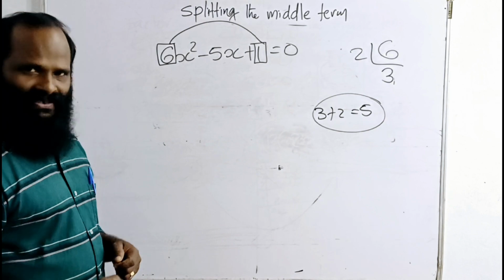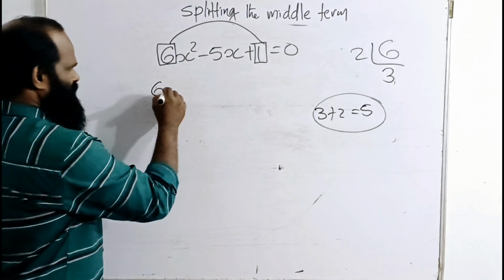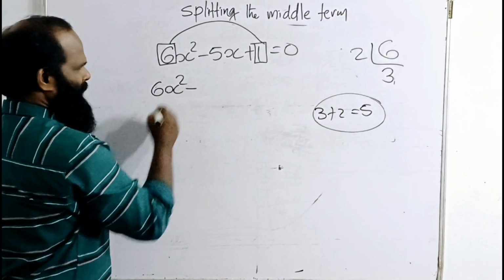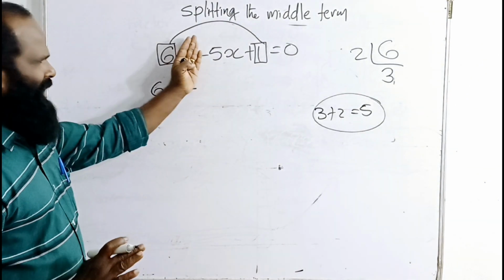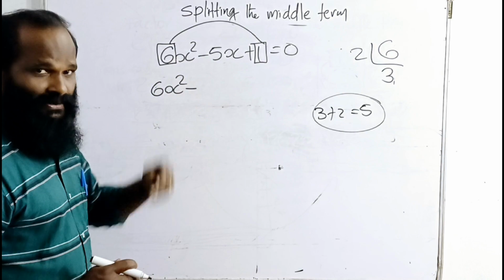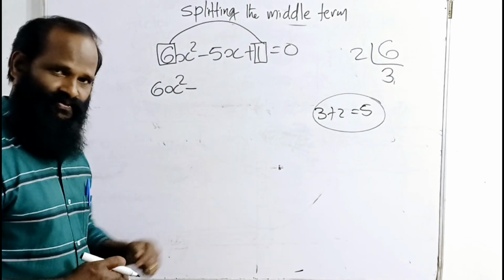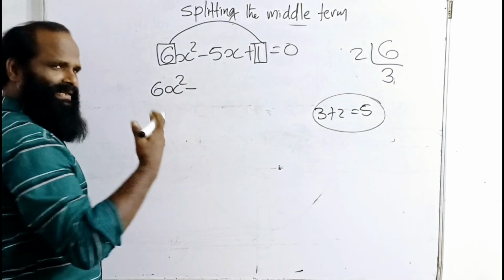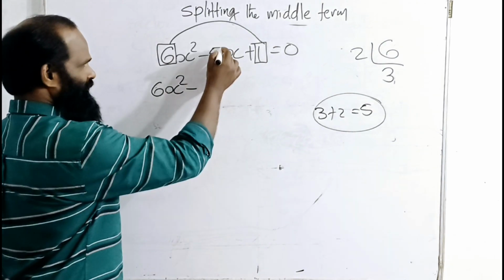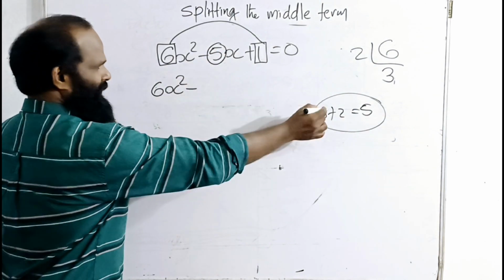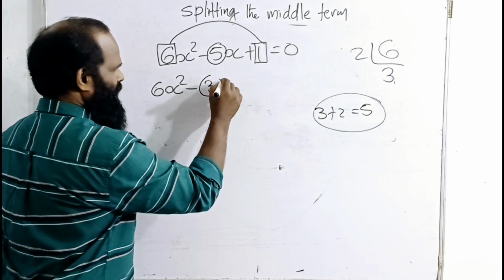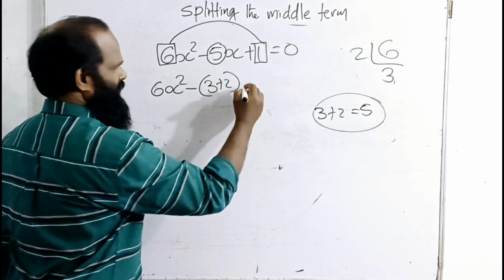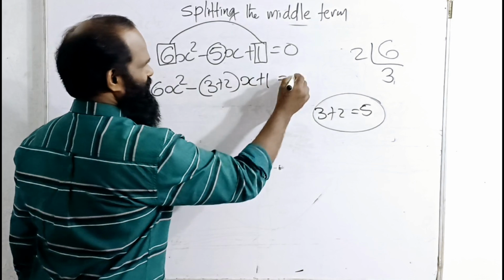Let us split the middle term this way. 6x squared minus, you put the minus sign as it is. We don't look at the minus sign now. It will have its impact later on as we go on. Put the minus sign as it is. Split the number 5 by means of 3 and 2. So we may write 3 plus 2 x plus 1 is equal to 0.